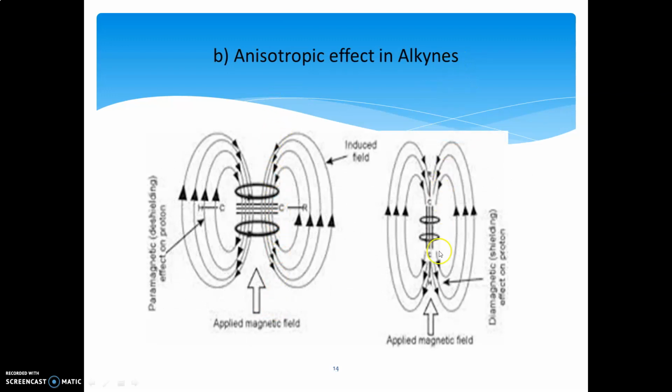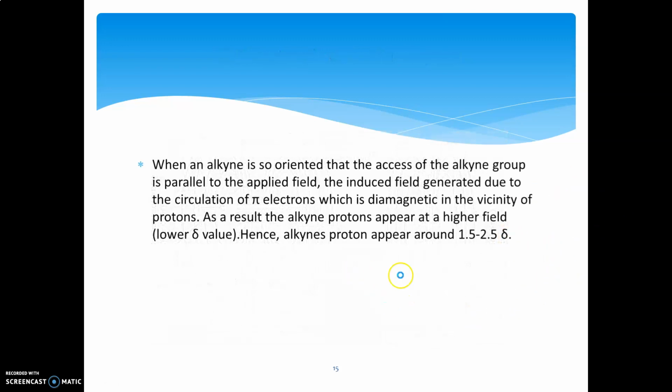In the case of alkynes, the induced magnetic field will be in this direction and the applied magnetic field will be in this direction. Applied magnetic field opposes the induced magnetic field in the region of alkyne protons. So these alkyne protons are shielded and delta will be less. They are diamagnetic. So the delta will be 1.5 to 2.5 ppm.